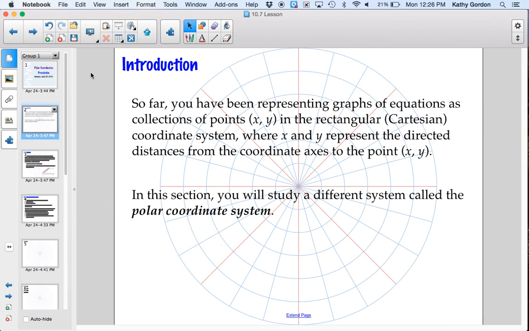Okay? And so if you just take what we do when we graph, change it into words, and then translate it into math speak, that's what you get. That's what that first paragraph is. Okay, it's just the mathematical way of explaining what we normally do. But it says in this section you're going to study a different system, which is called the polar coordinate system.